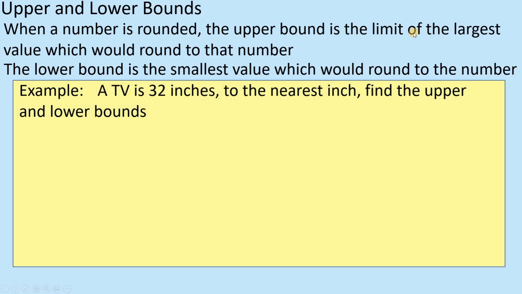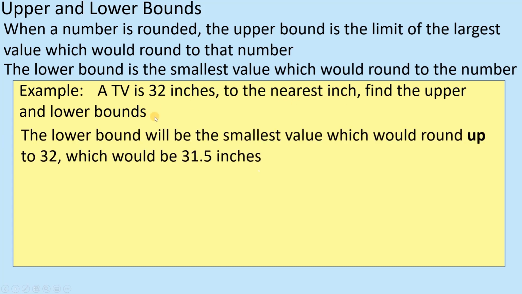I'll explain that a little bit, because it seems to be always an issue with every class I've come across: they don't like the upper bound. I expect it will be the same case as I explain it here. So I've got 32 inches to the nearest inch. Find the upper and lower bounds.